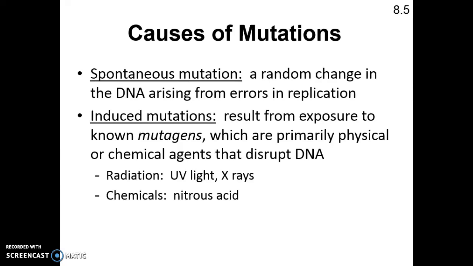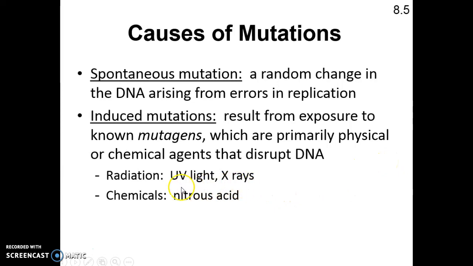And induced mutations, something causes it to happen. So if you think about inducing labor for a pregnant woman, right, that woman is receiving hormones to induce her body to want to give birth. All right, so mutations can be induced, and generally there's going to be some sort of exposure to a mutagen, something that causes a mutation. And these are generally going to be physical or chemical agents that alter the DNA.